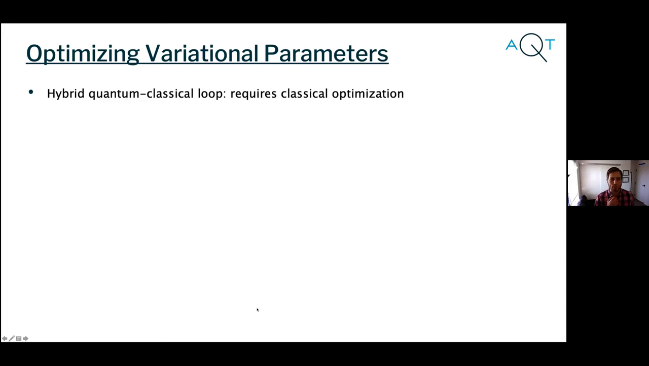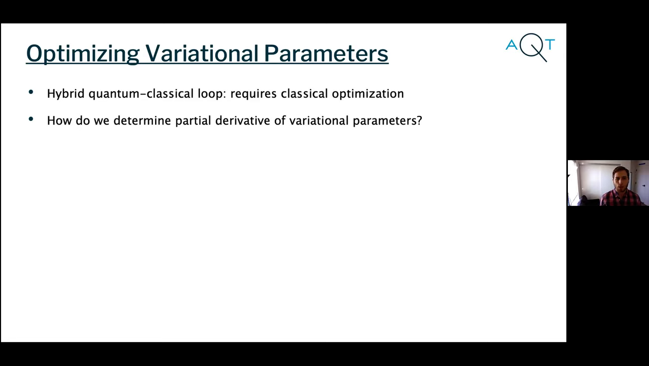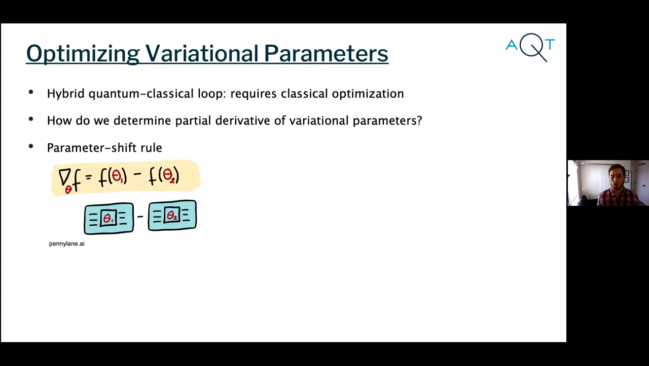Now, as I stated a couple slides ago, we have a hybrid quantum classical loop. And in some senses, these loops depend on some level of classical optimization. And so the question becomes then, how do we determine partial derivatives of our variational parameters? There are various ways, but the most fundamental way is what's known as the parameter shift rule. And the idea here is I'm trying to obtain some gradient of f for a given parameter theta for all the parameters in my circuit.